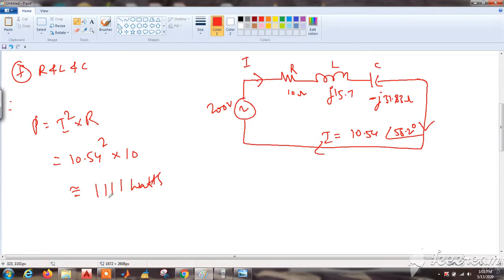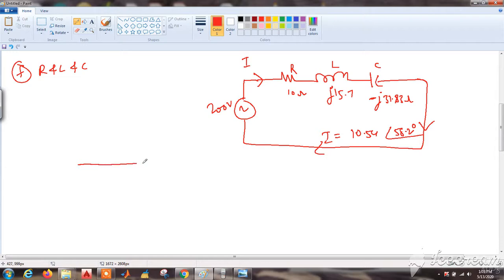Or we can write it as 1.1 kilowatts. Now let us draw the power phasor diagram. We know the power factor is leading, so the current leads the voltage by an angle of 52.8 degrees. Let us take V as the reference, 200 volts, and the current leads by 58.2 degrees. So this you can draw.